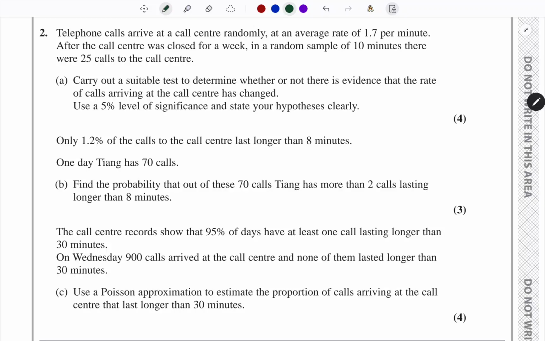Telephone calls arrive at a call center randomly at an average rate of 1.7 per minute. It means we're dealing with a Poisson flow of events. After the call center was closed for a week, in a random sample of 10 minutes, there were 25 calls to the call center. Carry out a suitable test to determine whether or not there is evidence that the rate of calls arriving at the call center has changed. Use a 5% level of significance and state your hypothesis clearly.